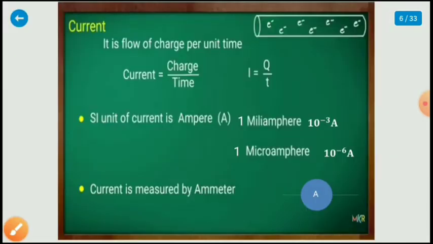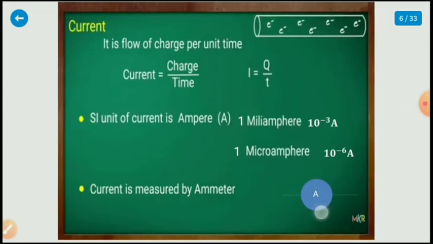Let's go to the next page. Current is the flow of charge per unit time. That is the formula of current also. Current is equal to charge by time, I is equal to Q by T. The SI unit of current is ampere. The other units are milliampere and microampere. Current can be measured by the ammeter, which has the symbol A.